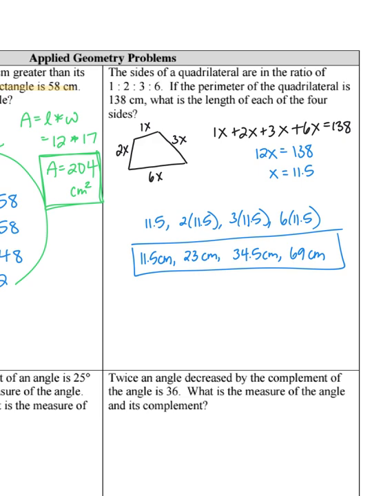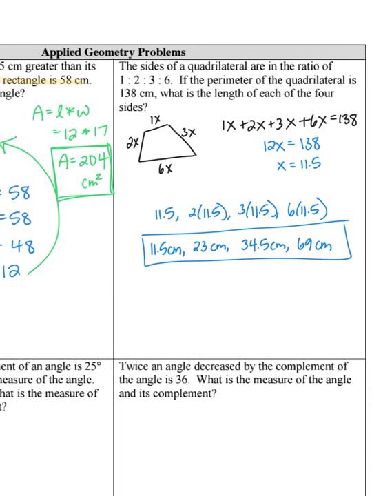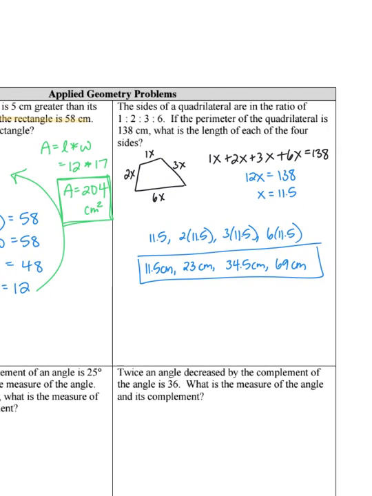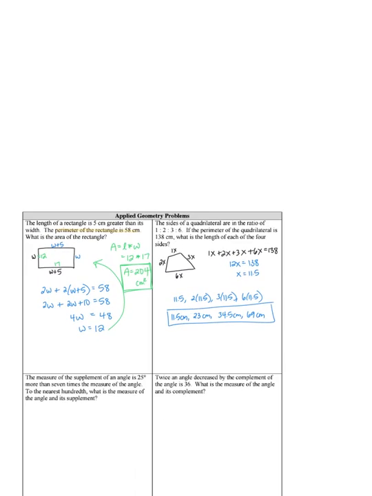So as you can see by my work, I got x equals 11.5. I plugged it back in to find the length of each of the four sides, 11.5, 23, 34.5, and 69 centimeters, which was the longest of the four. All right, the last type of geometry problems, we are going to look at angle measurements and the word supplement versus complement.